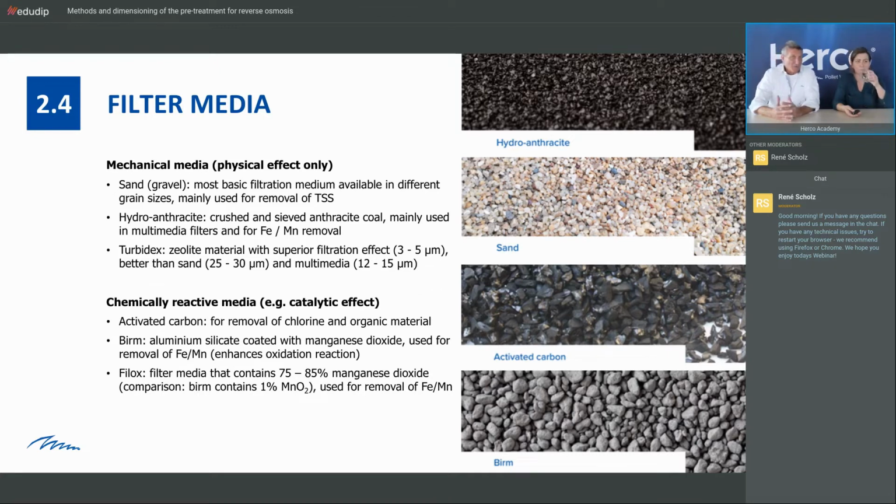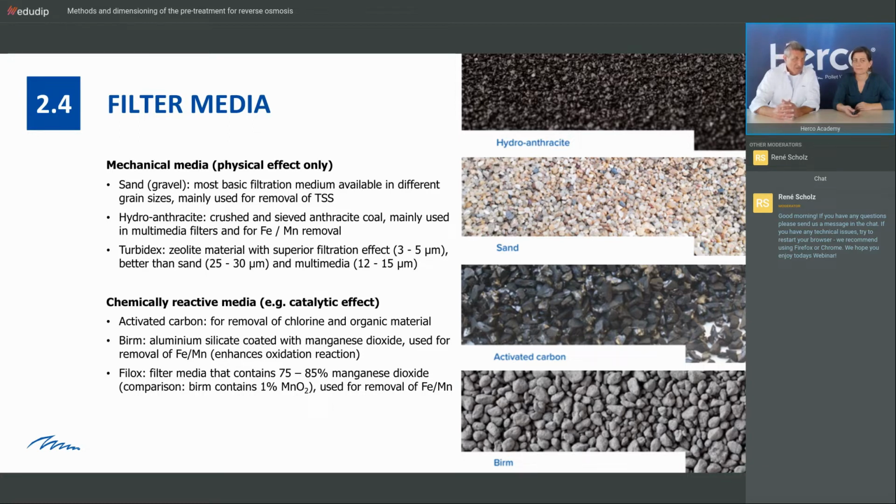Next is Birm we want to talk about, and this is a material which is aluminium silicate coated with manganese dioxide, especially used for removal of iron and manganese. Because this manganese dioxide surface enhances a catalytic reaction for the demanganization or de-ironing process.